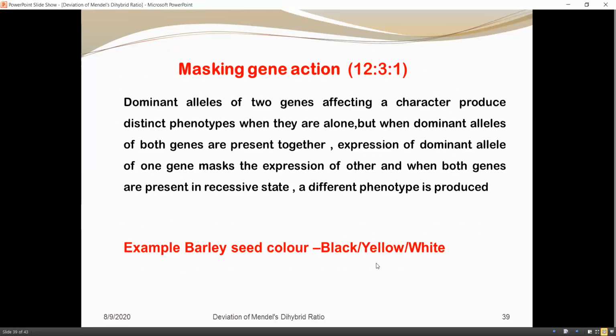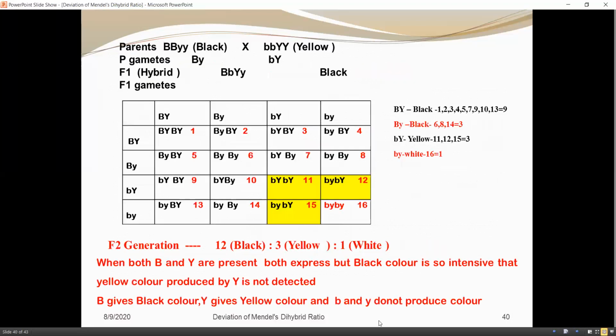Example, barley seed color may be black, yellow or white, which you can see in the next slide. When capital B and capital Y are there, it is black. Capital Y produces color, but because of black color, yellow is not seen. Capital B, small y is black. Small b, capital Y is yellow, and small b, small y is white.